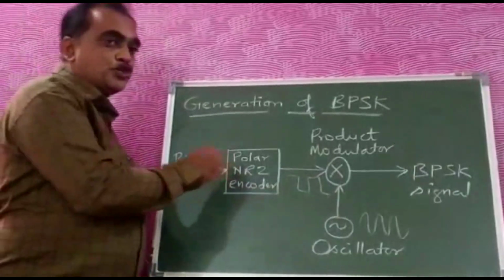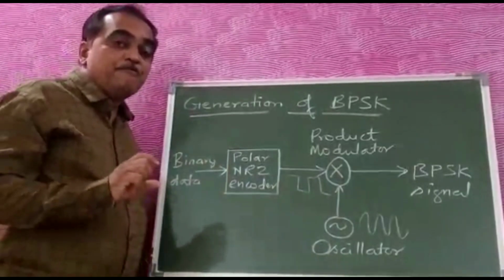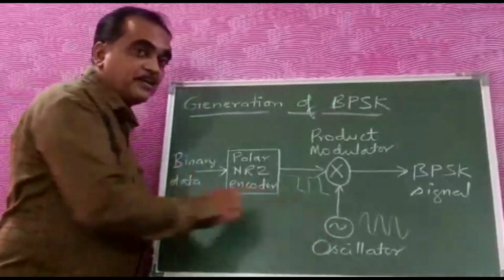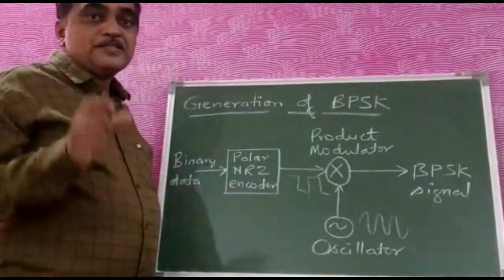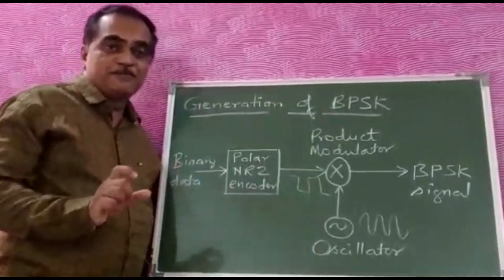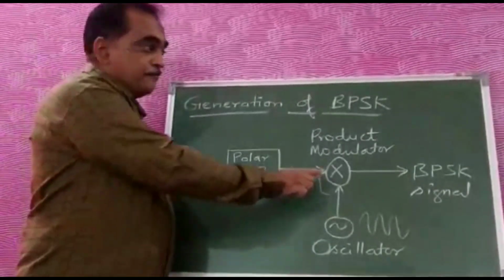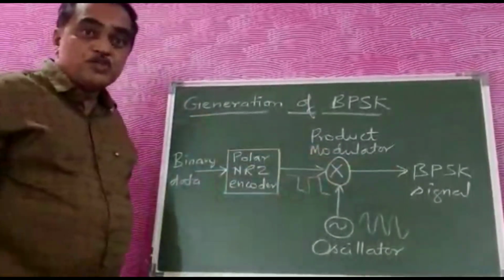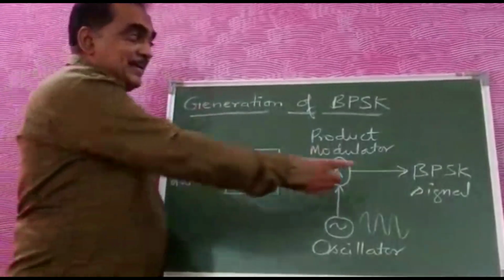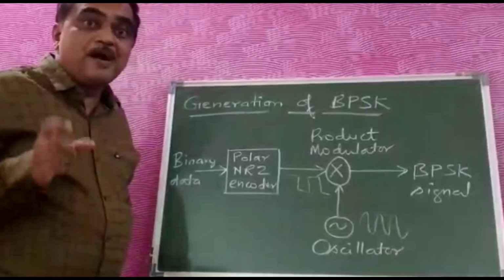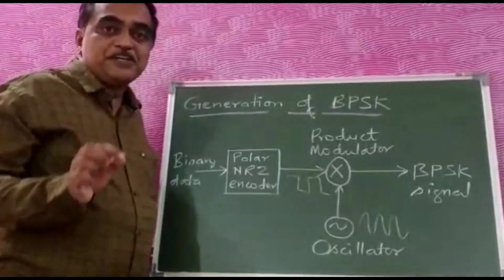That means for a logic transition 1 to 0 or 0 to 1, there will be a phase difference in the carrier waveform from 0 to 180 degree or from 180 degree to 0. That means a 180 degree phase difference will be there. And that phase-shifted carrier will be taken at the output, which is going to carry the information from one point to another. That modulated carrier is called the binary phase shift keying signal.